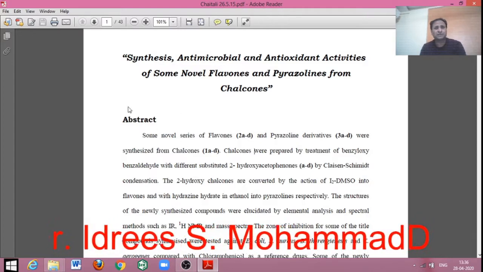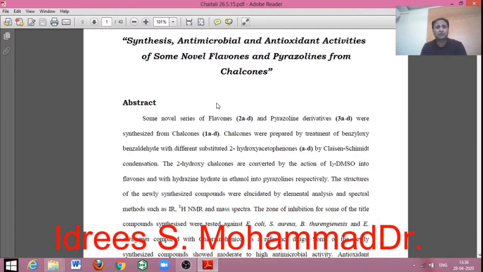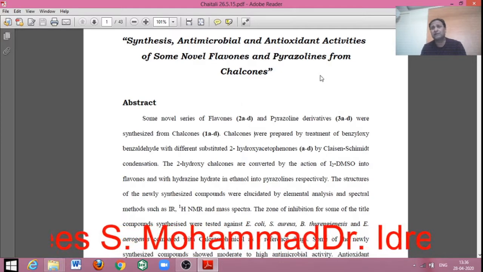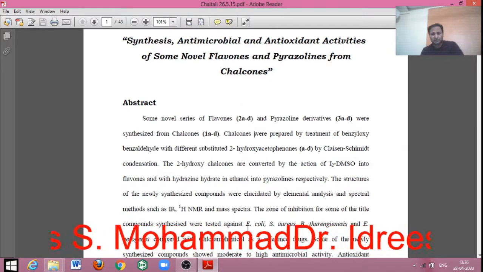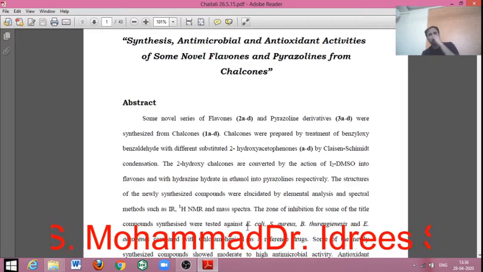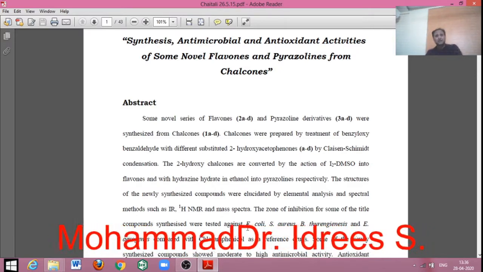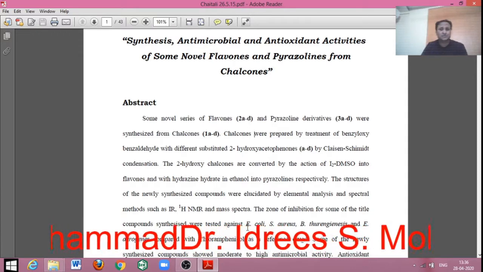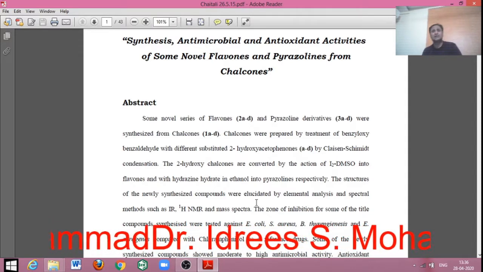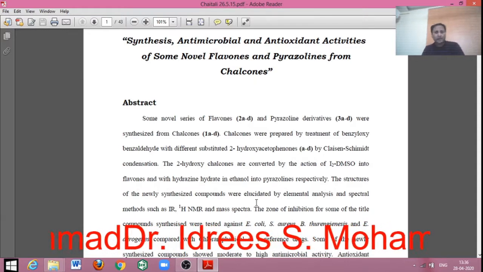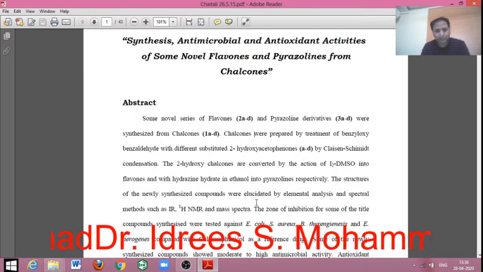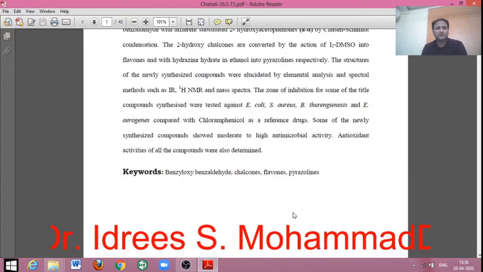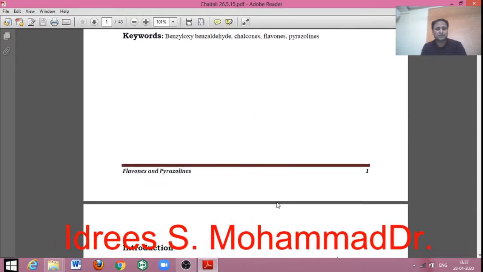The abstract of this project covers how to get first chalcones, then the chalcones are converted into flavonoids, and then the flavonoids are converted into pyrazolines. In this project we have designed and synthesized heterocyclic compounds, confirmed and characterized them on the basis of different spectral data, and evaluated their microbial activities against different pathogens. We will see one by one what we have covered in this project.